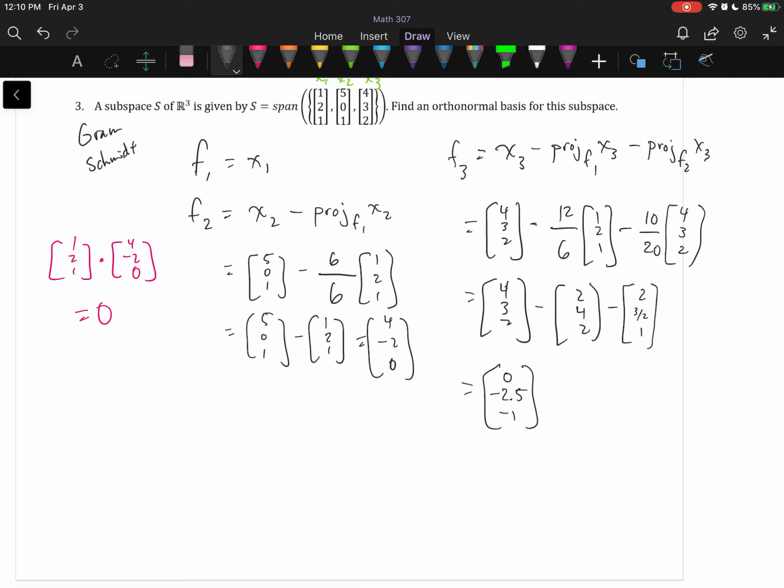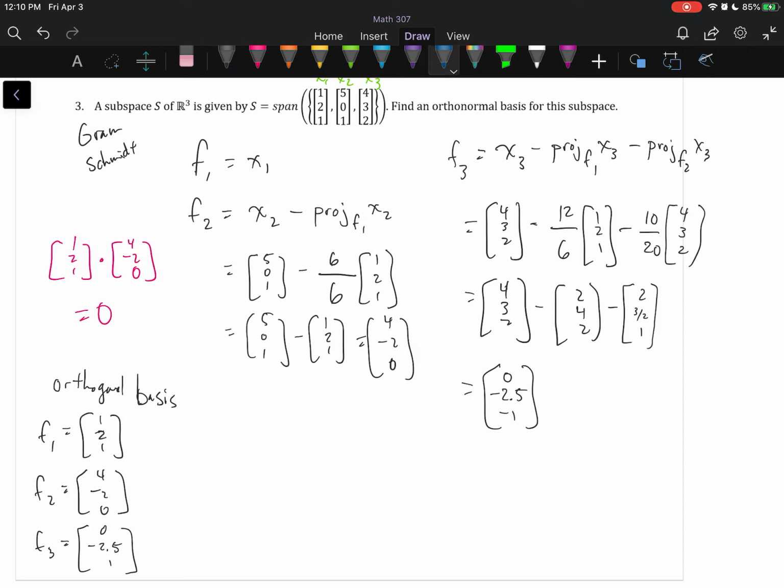So now we have our orthogonal basis. Orthogonal basis. Where we've got 1, 2, 1. 4, -2, 0. And 0, -2.5, 1.